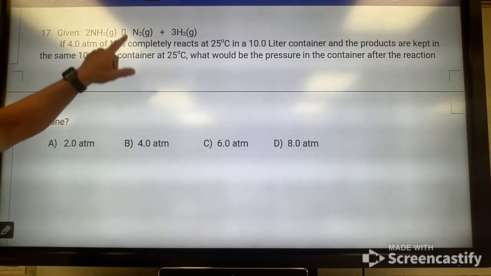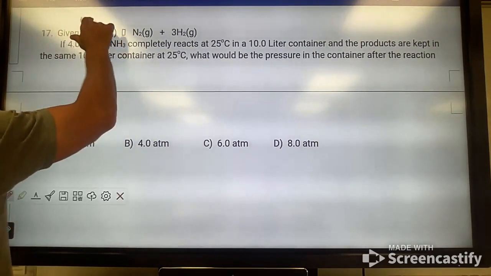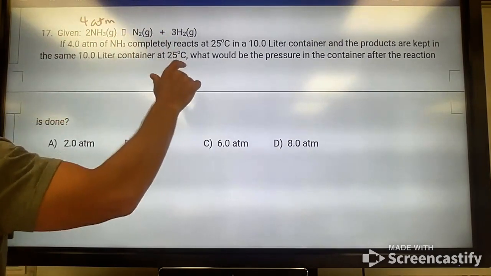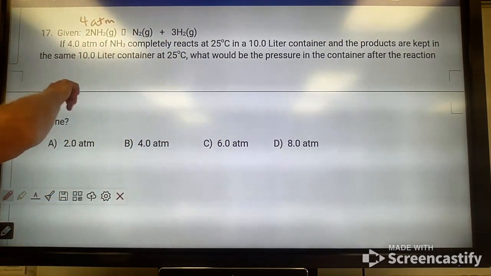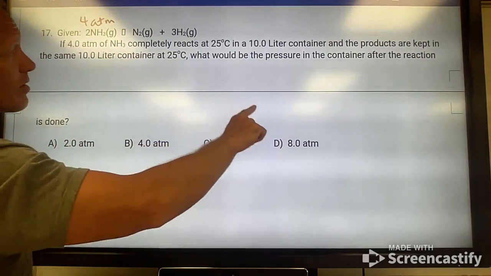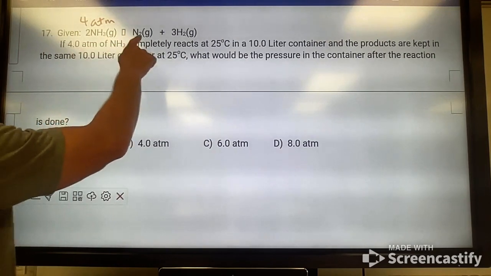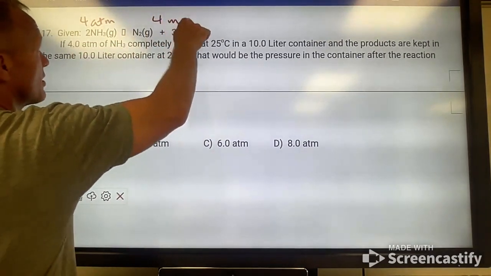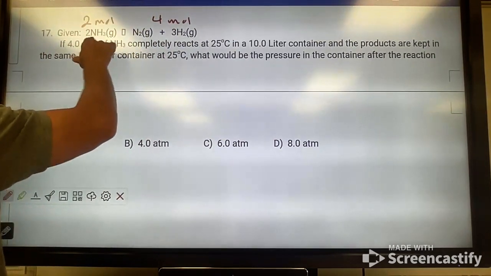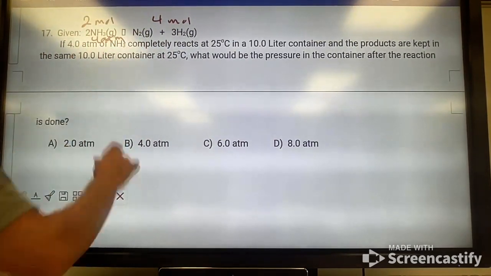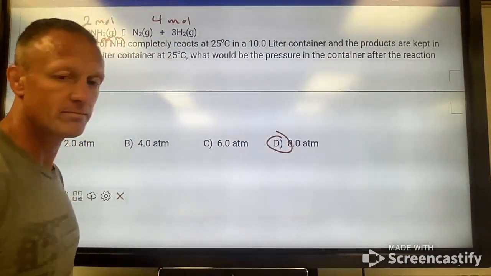Given this reaction, there's your arrow right there. You have 4 atmospheres of NH3, 4 atmospheres of that. Reaction 25 degrees Celsius, 10 liter container, and the products are kept in the same 10 liter container at the same temperature. What would be the pressure in the container after the reaction? Well, since we're going from 2 moles of gas to 4 moles of gas, this was 4 atmospheres, twice as many moles. That's going to be twice as many atmospheres, 8 atmospheres.